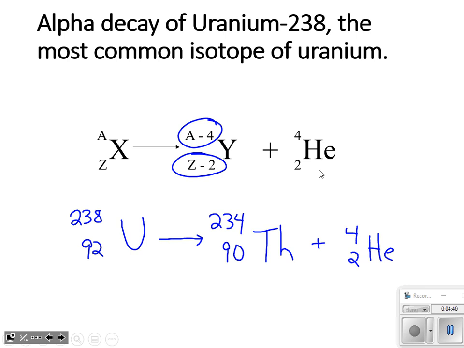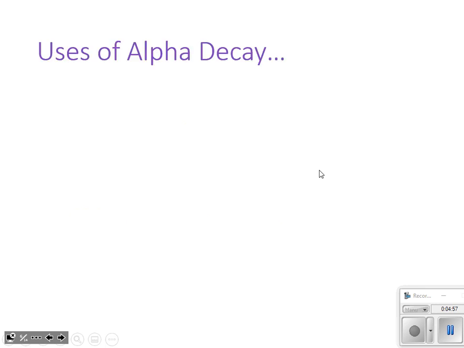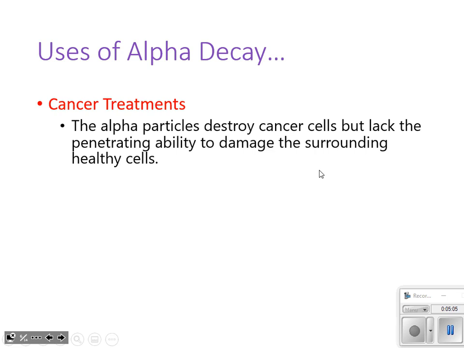Now, what I want to do here, and you're going to see this with these, I want to give you a little bit of where this happens, okay? How is it used? This nuclear decay that we're talking about, what are some real-life things? All right, so I look at this, the uses of alpha decay. Cancer treatments. Okay? The alpha particle destroys cancer cells but lacks the penetrating ability to damage the surrounding healthy cells. So they use alpha decay in a form of treatment for cancer.